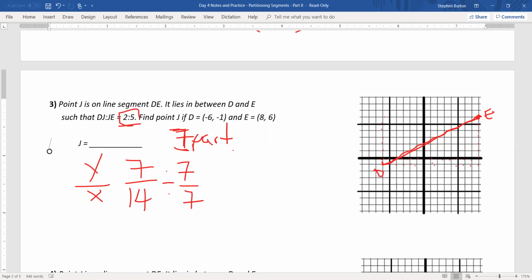Just like we did on our line segment, we got to divide that by the number of partitions we need. That gives us 1/2. Now we could take that and we could take point D and add that twice to point D, and we will know exactly where point J lies. So let's take -6, -1. Okay, x and y. So our y goes here, our x goes here. So -1 plus 2 is 1. -6 plus 1 is -5.